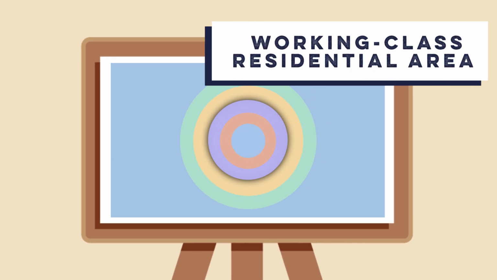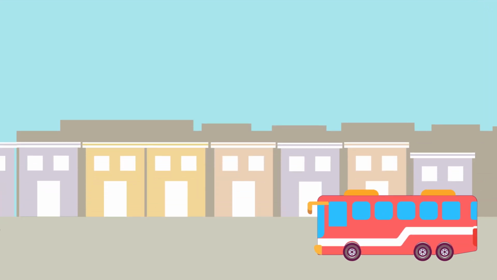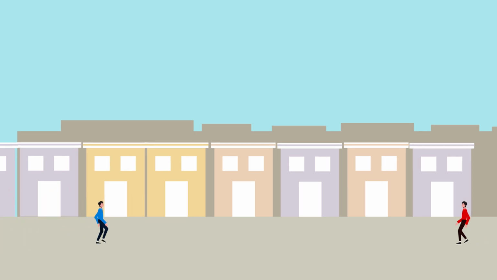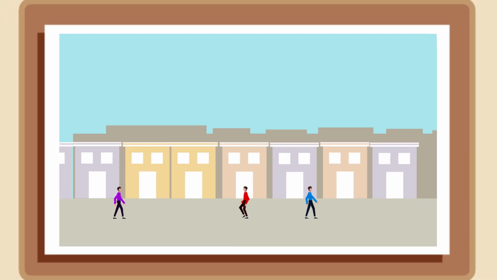Working class residential area. Next is the working class housing zone. This area includes terraced housing, better quality homes than the inner city, and people who work in factories or nearby jobs. It's close enough to the CBD for people to still commute in.